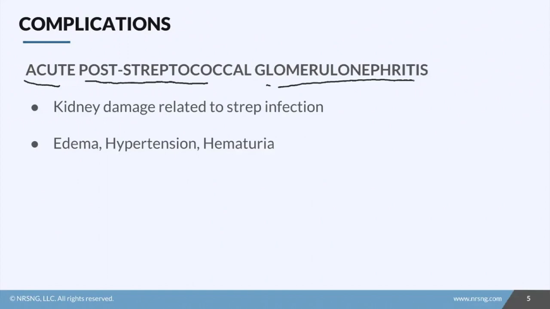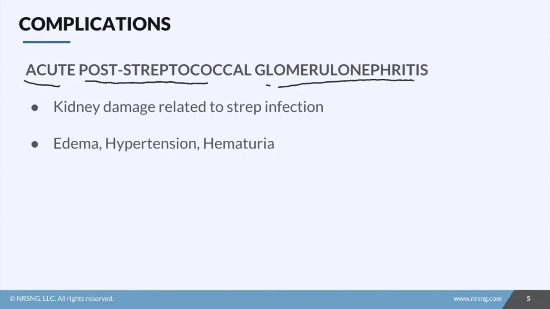So basically, it's an inflammation that occurs in the kidneys after someone has had an infection that was caused by a strep bacteria. So it's not that the actual bacteria has come into the kidneys, but it's the body's immune system getting confused and accidentally attacking itself. So we're getting kidney damage related to that strep infection.